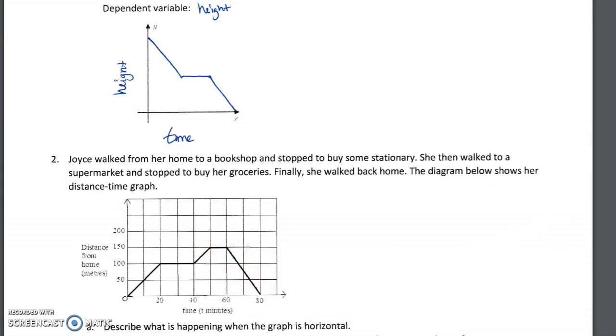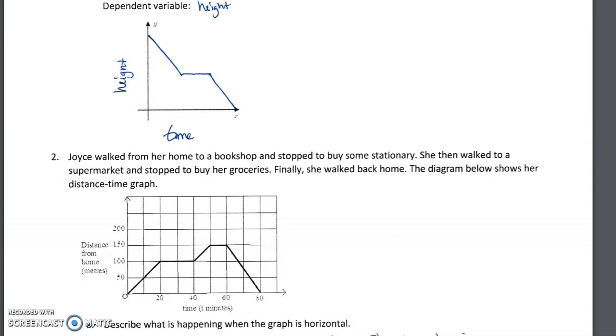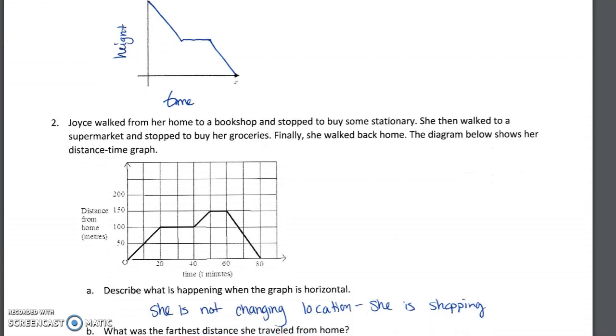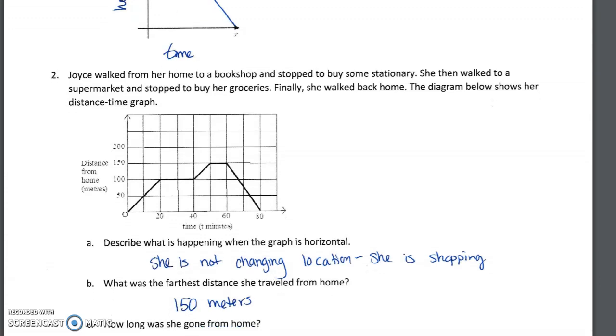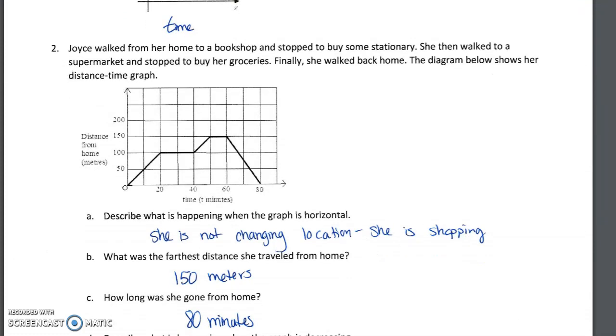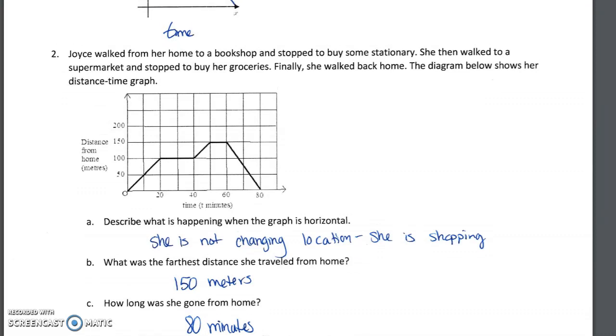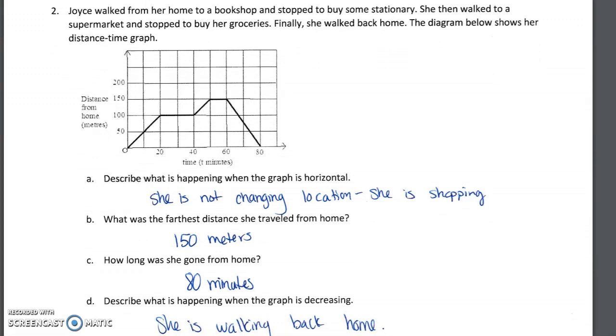Okay? The questions. Describe what's happening when the graph is horizontal. Horizontal means she's not changing her distance, which means she's shopping. What is the farthest distance she traveled from home? So look to the top of the y-axis. You're looking at 150 meters. How long was she gone from home? Well, look for time. Time is going across your x-axis. Time would be 80, and put a label on it, 80 minutes. And then the last question, describe what is happening when the graph is decreasing. When it's decreasing, she is heading back home.